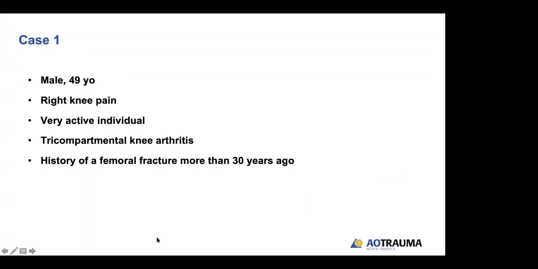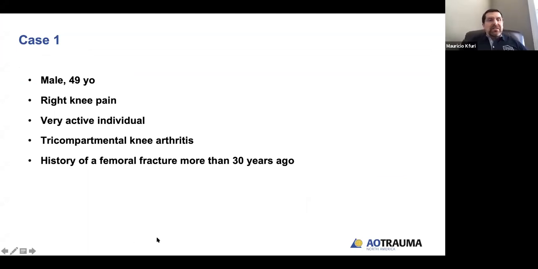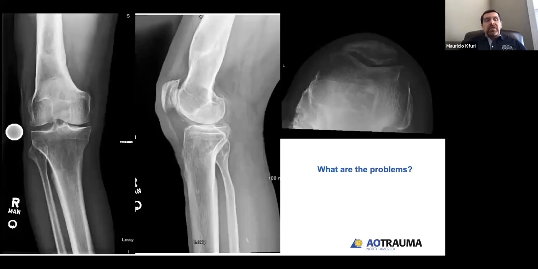Okay, so this is the first case of the night. This is a patient who is 49 years old. He came to me because of right knee pain. He's a very active individual with tricompartmental knee arthritis and a history of a femoral fracture more than 30 years ago. This is how he presented to me. I'd like to ask my panel, what would you like to add in terms of comments? What do you see in those pictures?